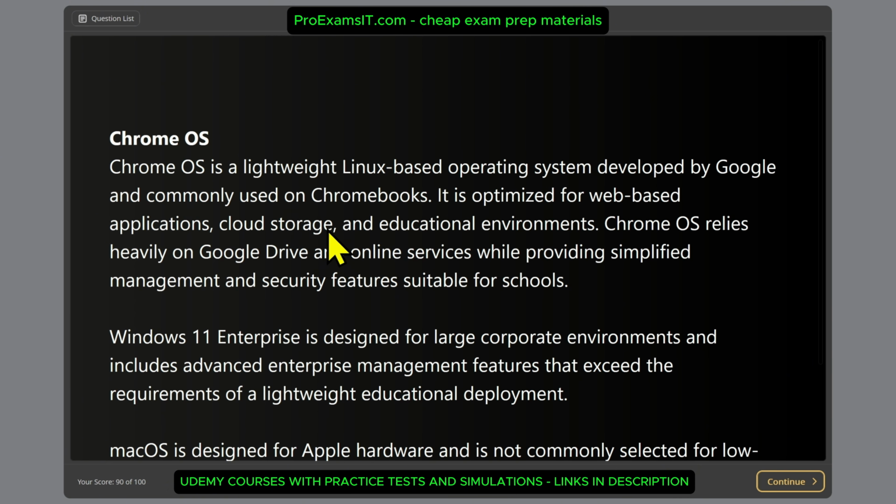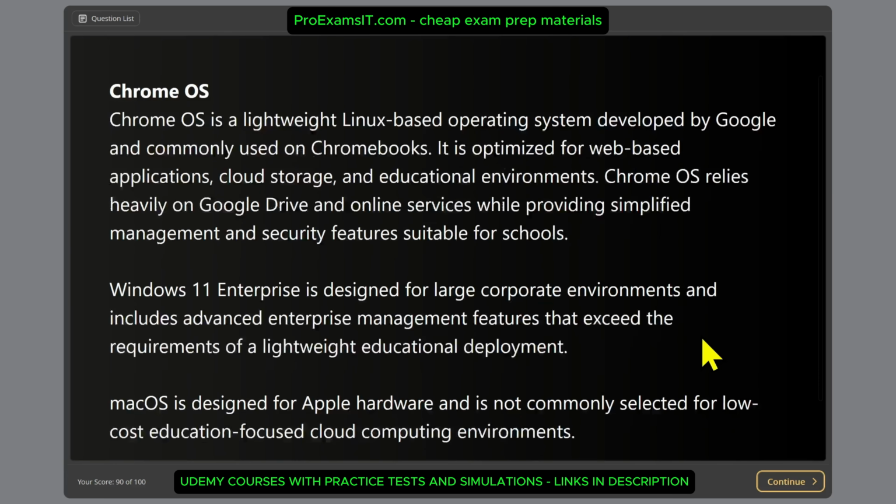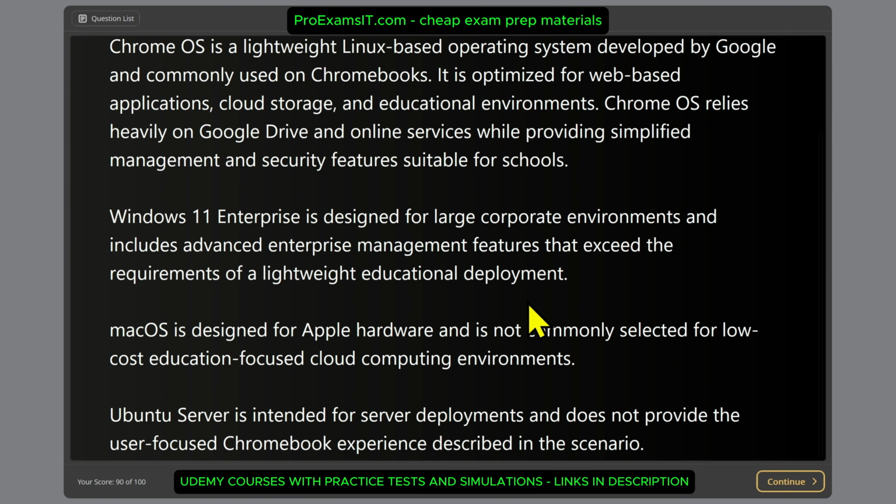This is a very lightweight Linux-based operating system developed by Google, commonly used in Chromebooks. It is optimized for web-based applications, cloud storage, and educational environments. Chrome OS relies heavily on Google Drive and online services, while providing simplified management and security features suitable for schools. We have incorrect options such as Windows 11 Enterprise. We already had a question about Enterprise. This is for large corporate environments. macOS is Apple's, and Ubuntu Server is intended for server deployments.